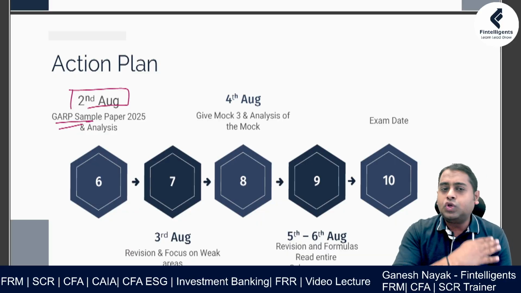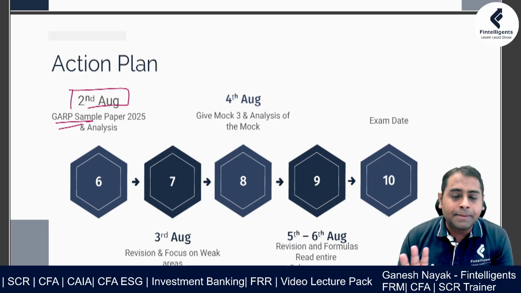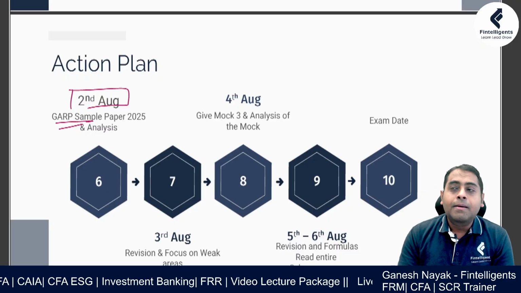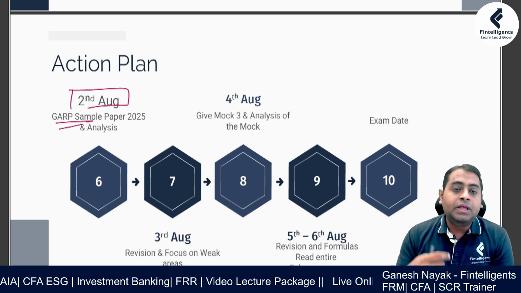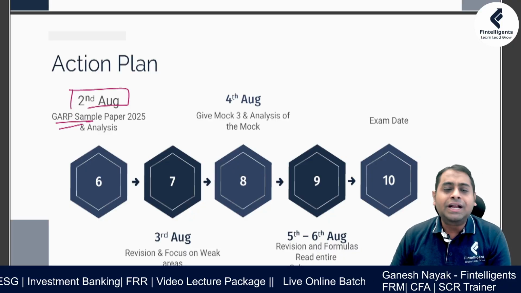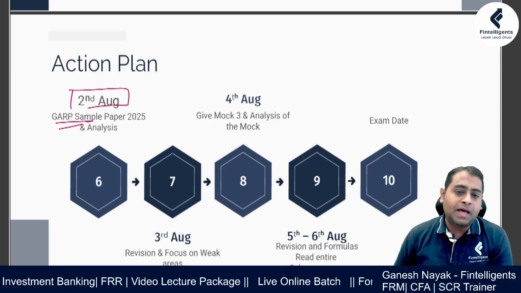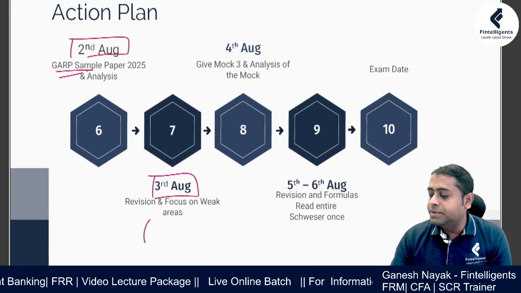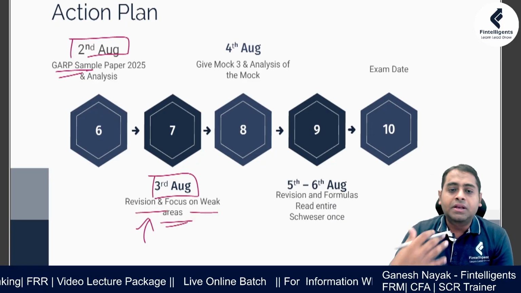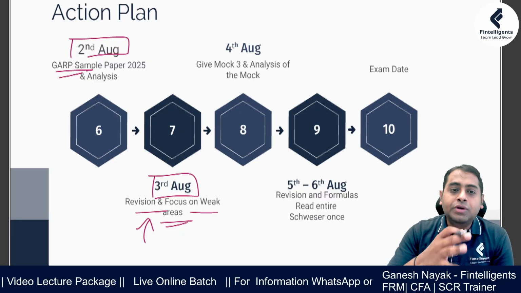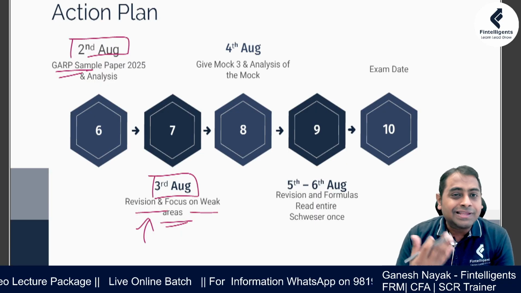Don't solve the previous year papers because they are almost the same. The 2025 paper you have to solve. Why? Because I have heard that in the exam a few questions are getting repeated. So please make sure that you are good with that and do a proper analysis of the GARP sample paper. Then take one more day to look at all the revision and analysis, because now you're reading it for the 3rd time, so your revision will be fast and your mistakes will be slightly fewer.